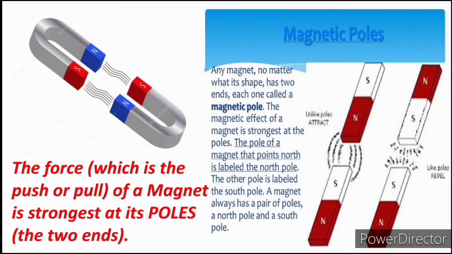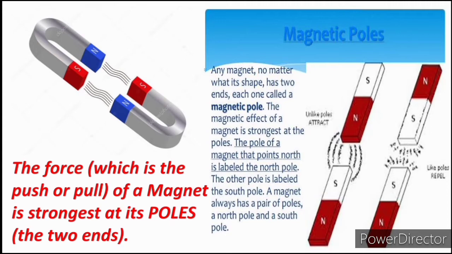Magnetic poles. Every magnet has two poles. They are the North Pole and the South Pole. Each of these poles is known as the magnetic poles, or the pole of a magnet. Even if you cut a magnet in halves, each new magnet will always have a North Pole and a South Pole. The pole of a magnet that points towards the north is known as the North Pole, while the pole that points towards the south is called the South Pole.